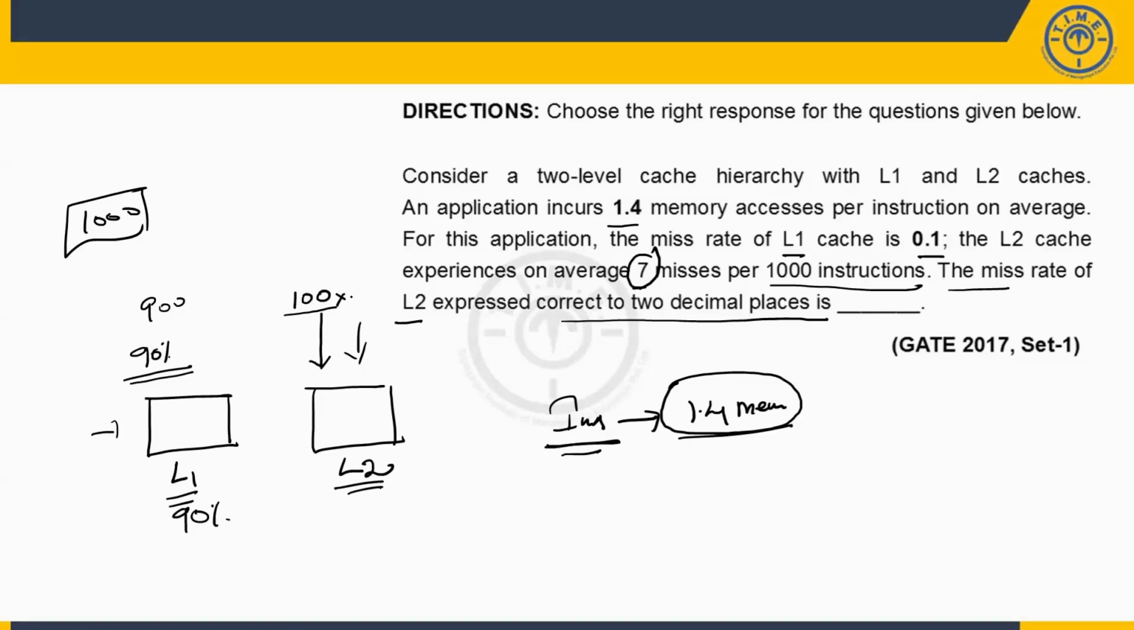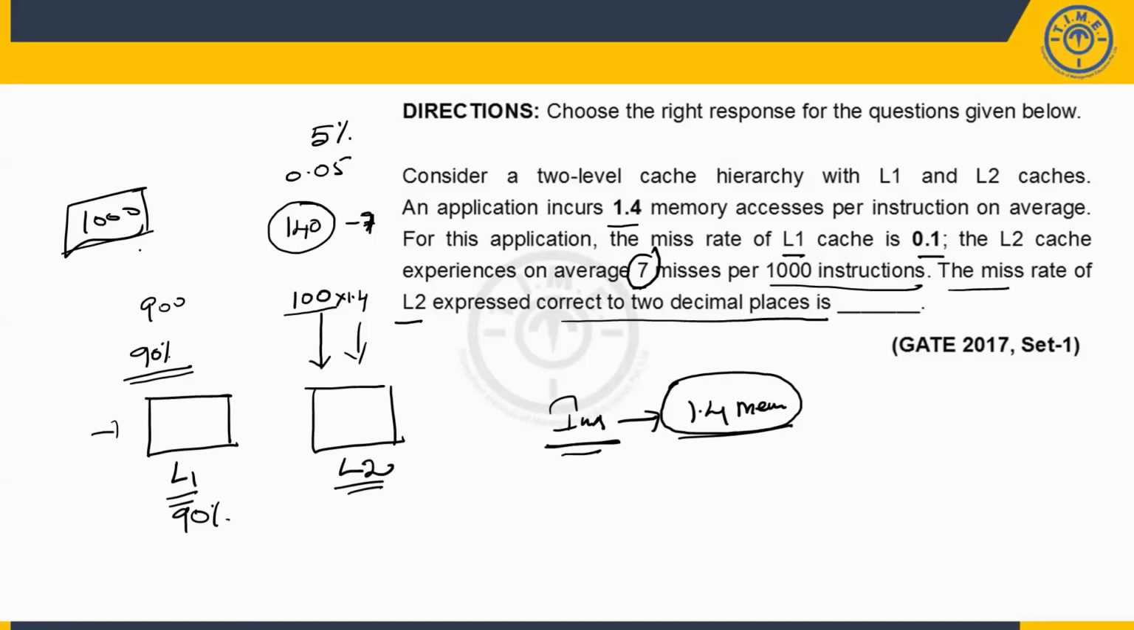So 100 into 1.4 is equal to 140. Out of 140, there will be 7 misses. So what is the rate? It is 5%. Rate is equal to 0.05. Did you get it or should I repeat once again?